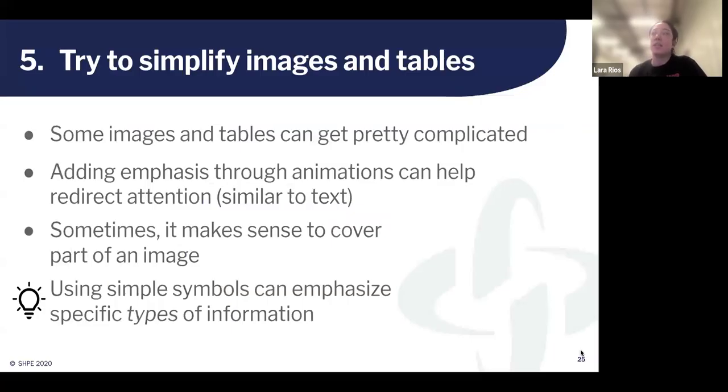Okay, so try to simplify images and tables. Some images and tables can get pretty complicated, as we saw before. Adding emphasis through animations can help redirect attention, similar to text, and sometimes it makes sense to cover part of an image. Using symbols can also emphasize specific types of information. Like I was mentioning before, I presented on shakedown tests that I had done. So basically, testing out our setup and our system and our parameters to make sure everything was going to work for the actual tests.